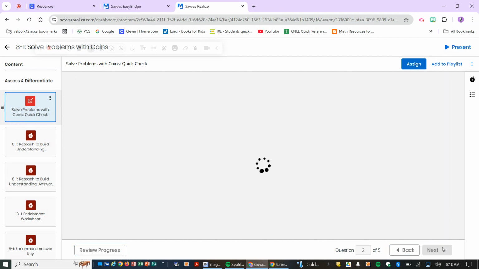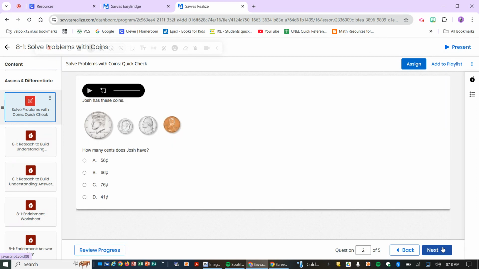Okay? Take your time. Josh has these coins. How many cents does he have? This one, you're just adding them up. You can use your book to help you identify if you need to. 50 cent piece, dime, nickel, penny.